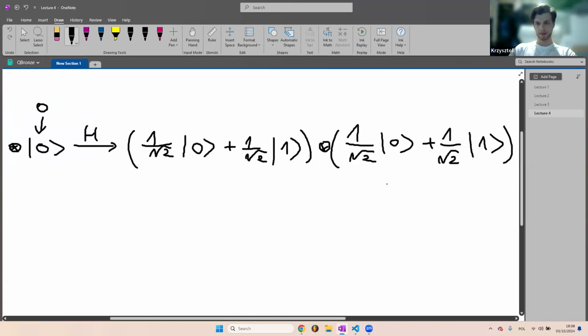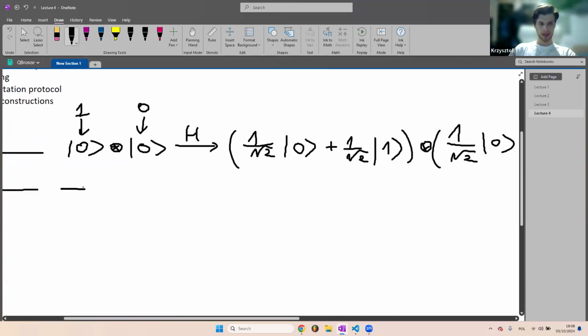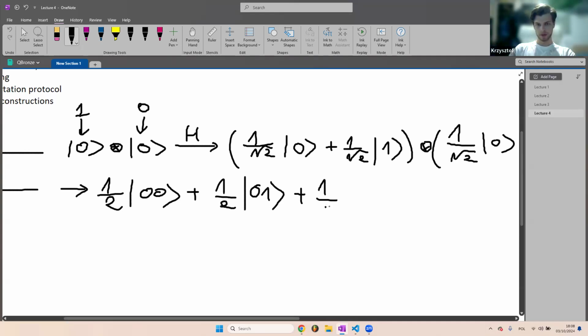So after multiplying out this tensor product, we will get, in the vector notation, something like 1 over 2, because now we have to multiply the scalars. So this is 1 over 2, 0, 0, plus 1 over 2, 0, 1, plus 1 over 2, 1, 0, and 1 over 2, 1, 1.